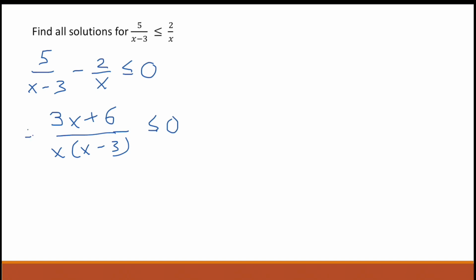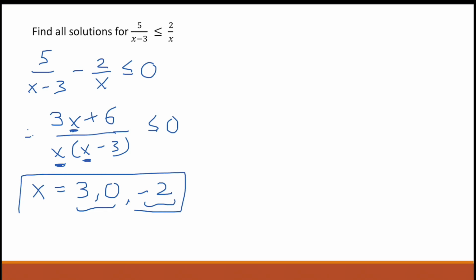Now, once you're done with that, we have quite a few critical values this time. We have critical values at x equal to 3, as you can see. We have a critical value at x equal to 0. We have a critical value at x equal to negative 2. And that's it. For both of these, the denominator turns 0, and for this, the numerator turns 0. And these are the critical values we work on.